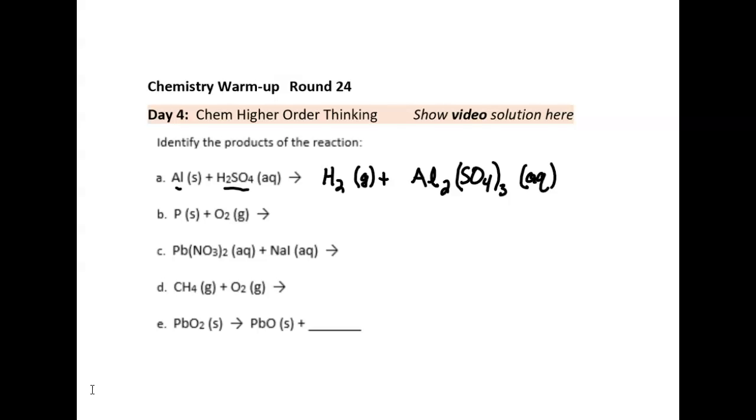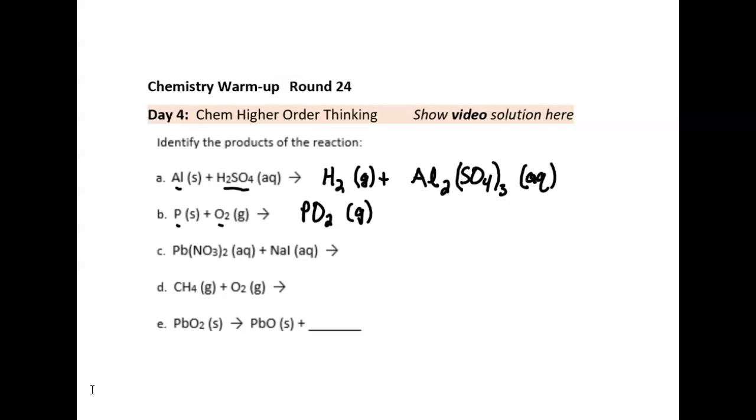Question B, we have 2 elements on the left side. So this has the pattern for combination. Those 2 things will join together and produce one product. Phosphorus will combine with the oxygen to create phosphorus dioxide, PO2. Phosphorus dioxide is a gas.